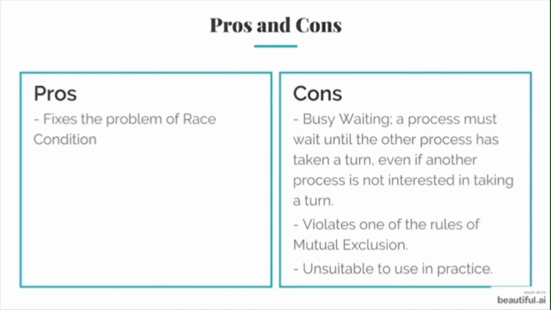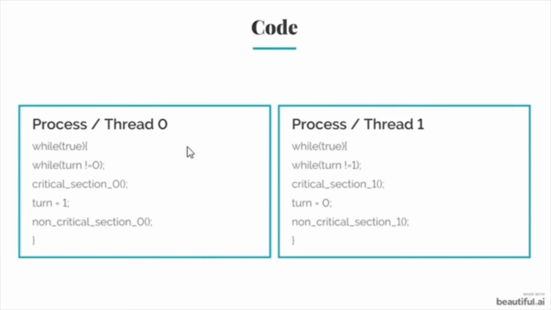Finally, and mainly because of the two cons we were just talking about, the strict alternation approach is not used in practice. Okay, so enough talking about theory and let's look at some code. I have here two coding snippets for process 0 and process 1, and they are really similar, so I'm just going to go over process 0 and then it's going to be the same for process 1.